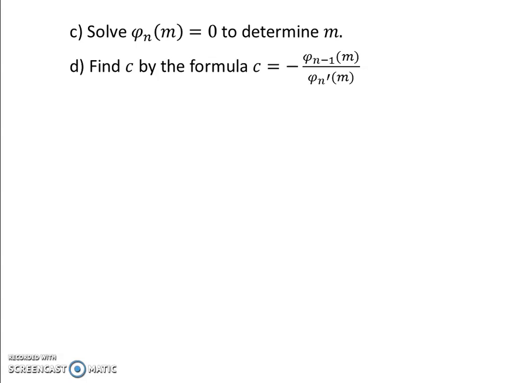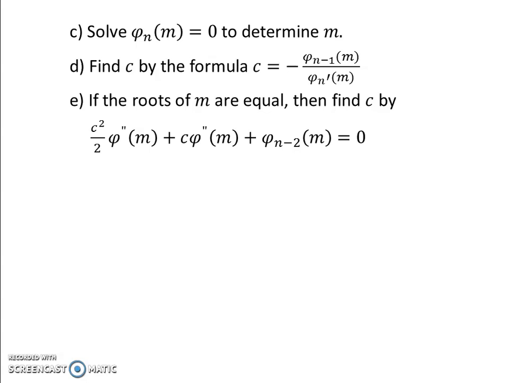If the roots of m, which we found in the previous step, are equal, then we will find out c by the formula c square by 2 phi n double dash of m plus c phi n minus 1 dash of m plus phi n minus 2 of m equal to 0. By solving this, we will get the value of c. But very rarely are we going to use this method, because whatever asymptotes we require as standard, these are parallel to the x-axis or y-axis, and if an oblique asymptote also comes, then you can easily find it out by method number 1. Now the next rule is special points on the curve.